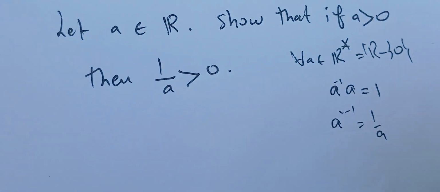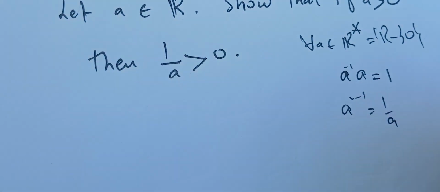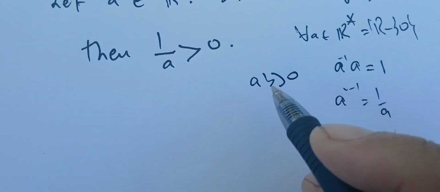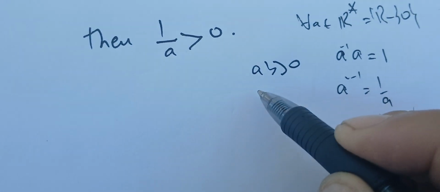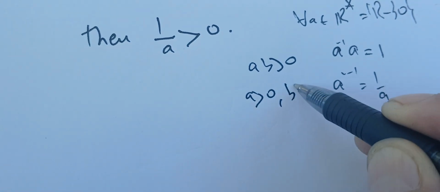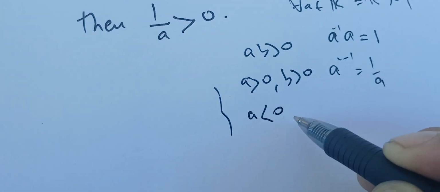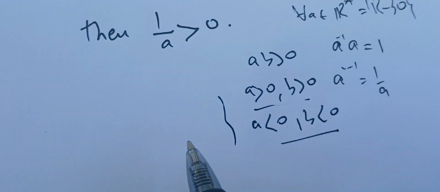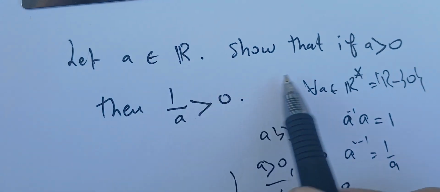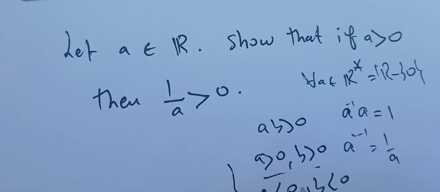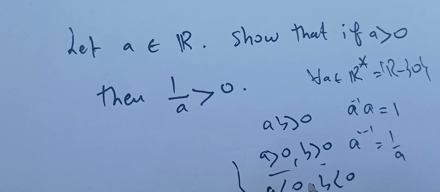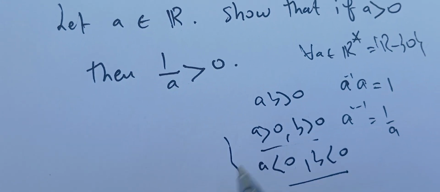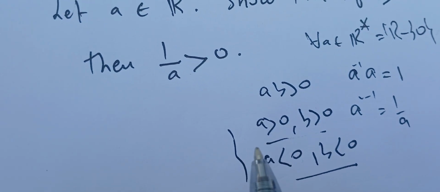We can use that fact as well, and that means that if the product of a and b is bigger than 0, then either a is bigger than 0 and b bigger than 0, or a is less than 0 and b less than 0. So we have only these two cases. We can use that here and prove this result. But we're going to use something else that's very nice and very quick.